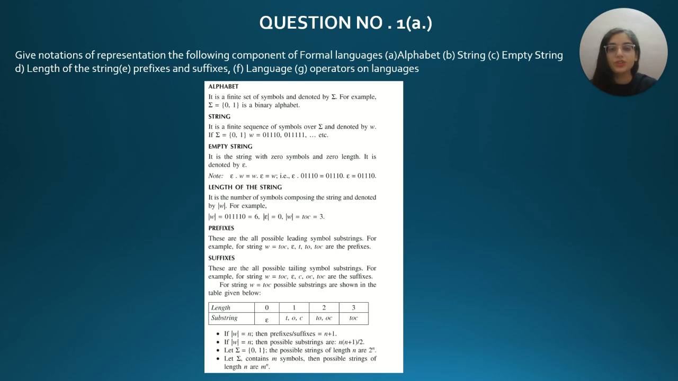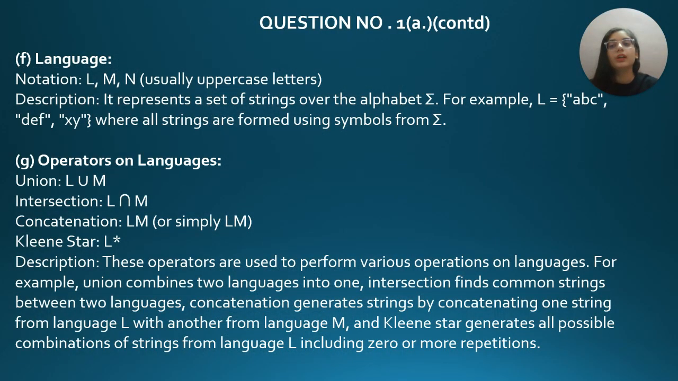Next we have language. So language represents a set of strings over an alphabet sigma. For example, L is equal to {ABC, EFG, XY}, where all strings are formed using the symbols of sigma. So using the alphabets we create strings and the language contains the set of strings.